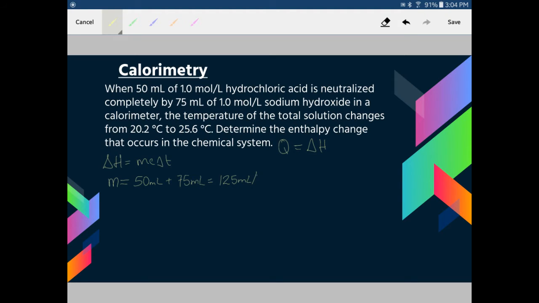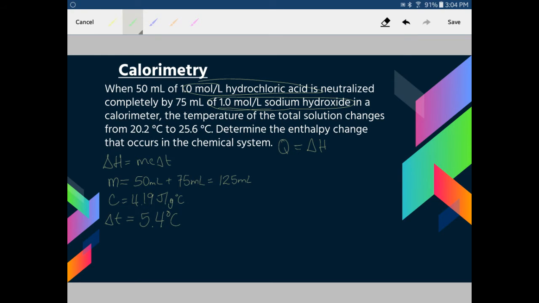milliliters or grams. Oh, I better not do that, that looks like a divide sign. Okay, we'll just leave it as milliliters. Our specific heat capacity of this is 4.19, and the reason, again, that it's 4.19 is because we're dealing with dilute systems. We have 1 mole per liter of hydrochloric acid and 1 mole per liter of sodium hydroxide. Okay, and our change in temperature is from 25.6 to 20.2. So that should equal 5.4 degrees Celsius.